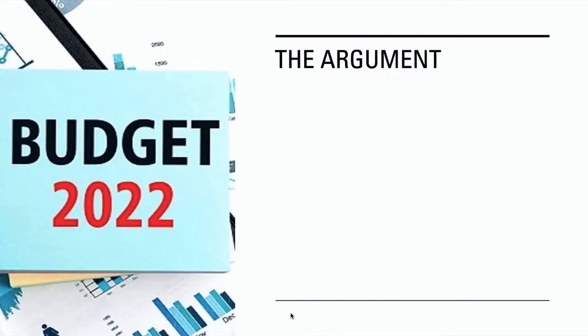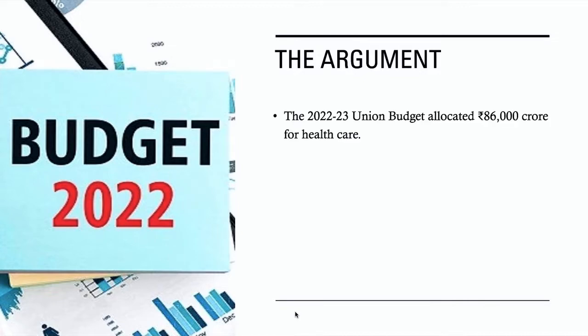The argument. Now, recently, Union Budget was presented. It allocated 86,000 crores for healthcare, which seems like a decent sum. But as a percentage of GDP, it is only around 2.5%. This is total. Union government, state governments, and out of pocket expenditure total is 2.5% of GDP. This is the expenditure on healthcare.